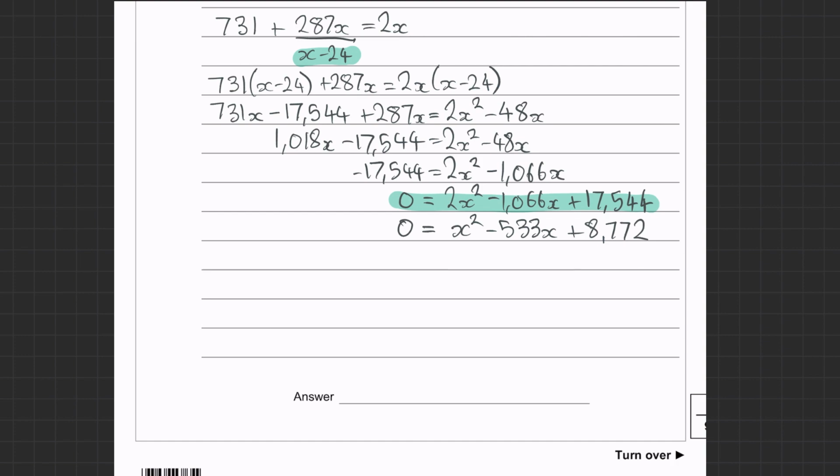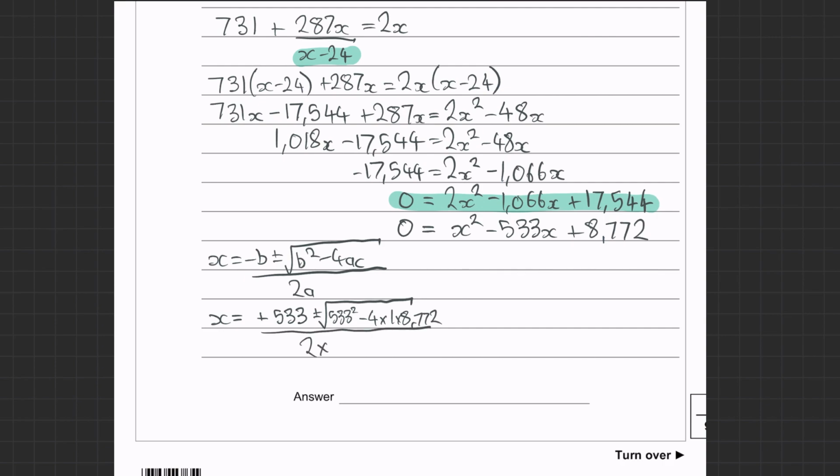And then we're going to have to input this into the quadratic formula, and that is x equals minus b plus or minus the square root of b squared minus 4ac all over 2a. Which is x equals plus 533 plus or minus the square root of 533 squared minus 4 times a, which is 1, times c, which is 8,772, all over 2 times 1. Whether you input this or this into the quadratic formula, you're going to get the same values of x that come out at this point.